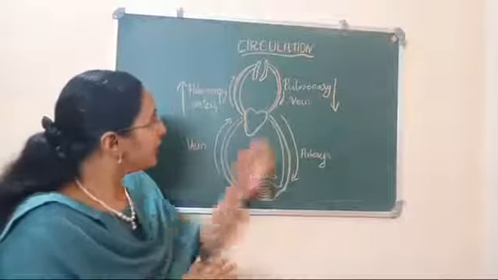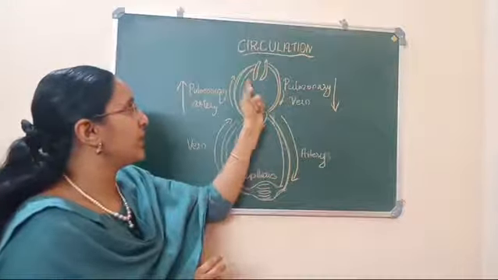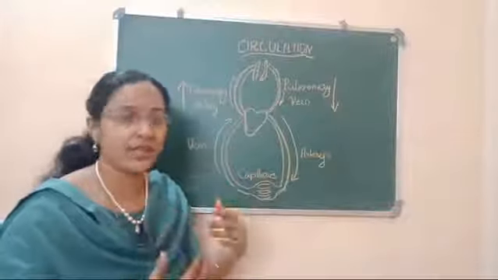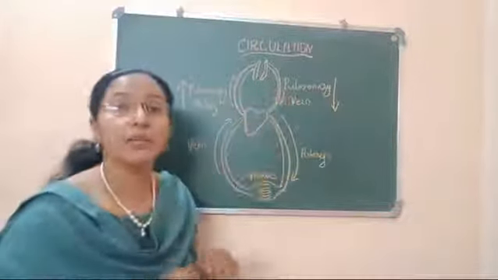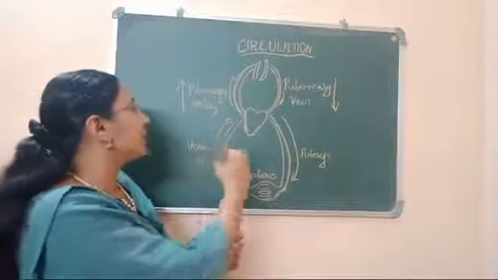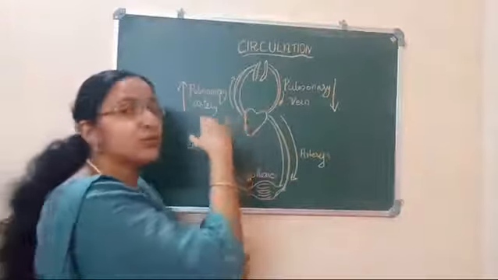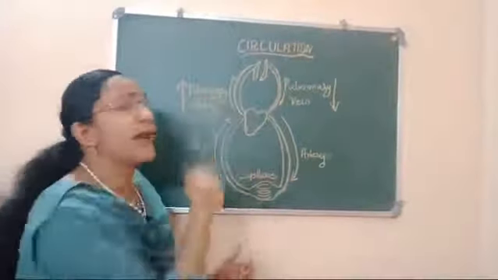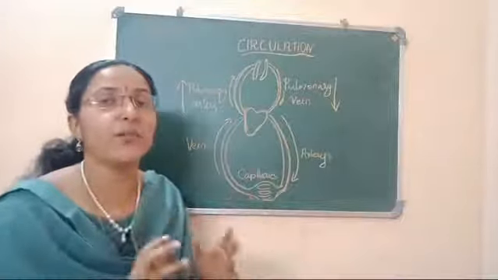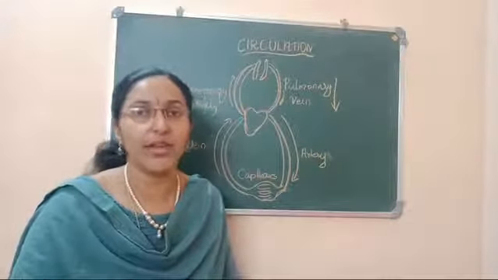And here we can see the lungs. This part is known as the lungs. From the lungs, oxygen-rich blood is taken by the pulmonary vein to the heart. And from the heart, carbon dioxide-rich blood is taken to the lungs. This is by the pulmonary artery. So you have to understand the function of the pulmonary artery and pulmonary vein.